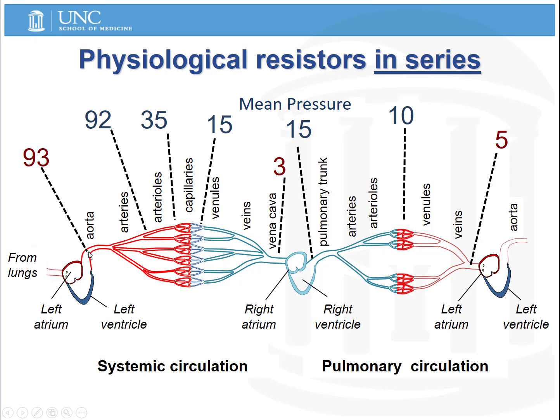And here, if we just group all of the systemic arteries together, that's one resistor, all of the arterioles together, that's the next resistor. We group all of the capillaries together, that's the next resistor, and so on. And so to get the total resistance of the series, you just add the resistance of each of these groups of vessels. So this is an example of physiological resistors in series.